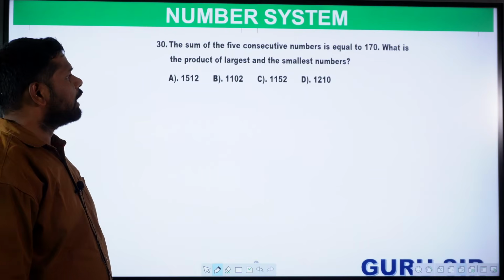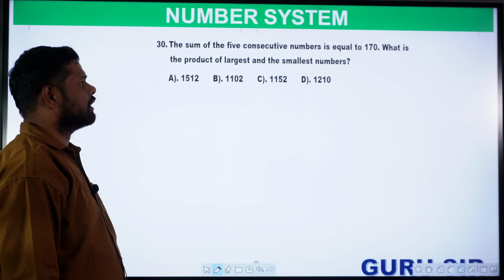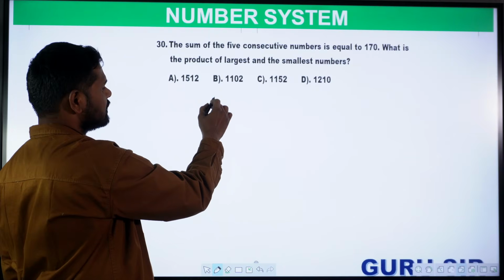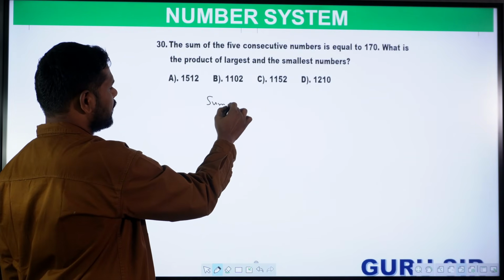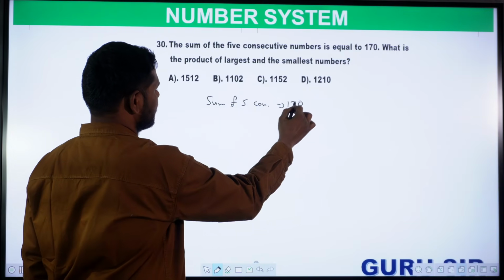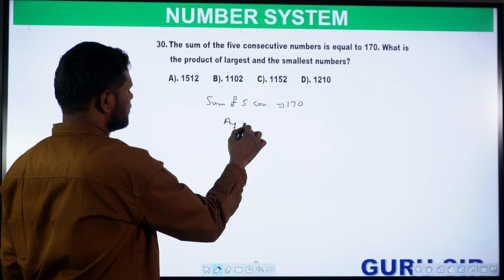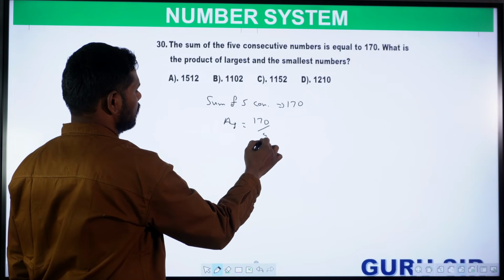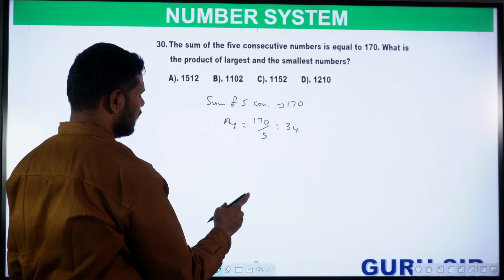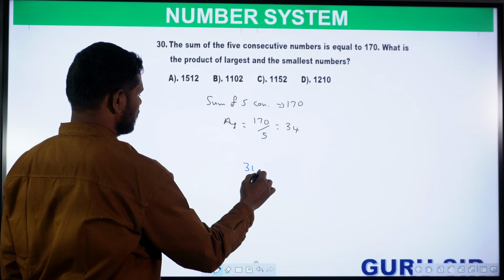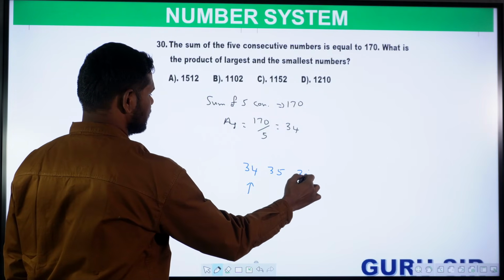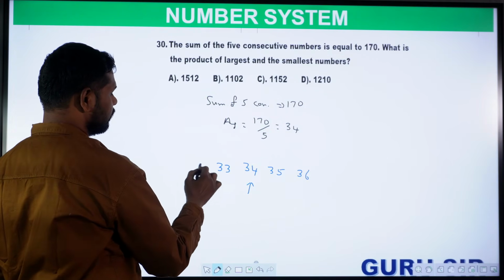The sum of 5 consecutive numbers is equal to 170. Again, the average means 170 by 5, so the average is 34. This is the middle number. After that, 35, 36, and before it 33, 32.